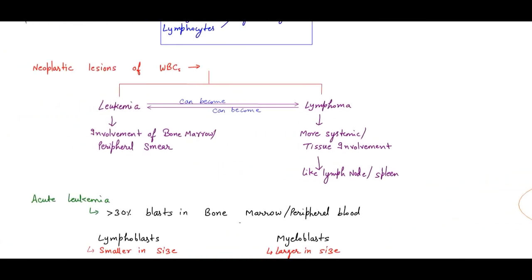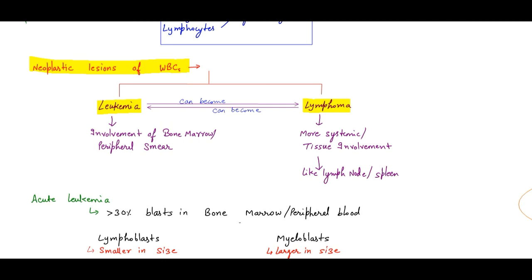Now let's go to leukemia. There are neoplastic lesions of the WBC. What is that? Neoplastic means cancerous cells, neoplasm or abnormal cells, so proliferation of the cells. A neoplastic lesion of WBC can lead to leukemia or lymphoma. Leukemia can become lymphoma and lymphoma can become leukemia anytime.